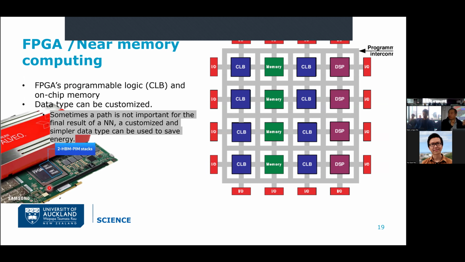It actually has a similar architecture to a GPU, but the major difference is that the FPGA computation unit is fully customized and programmable. These CLBs, marked as blue, or some more advanced units we call DSP, short for digital signal processing, can be used for any operations in any data type. For example, a double precision data type or a smaller one. So they are fully programmable.